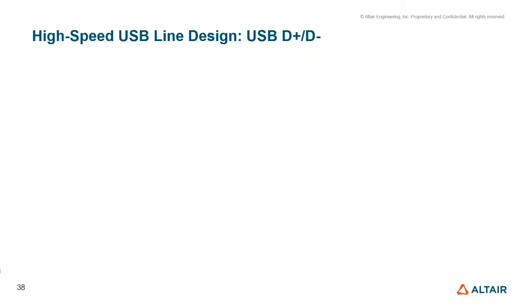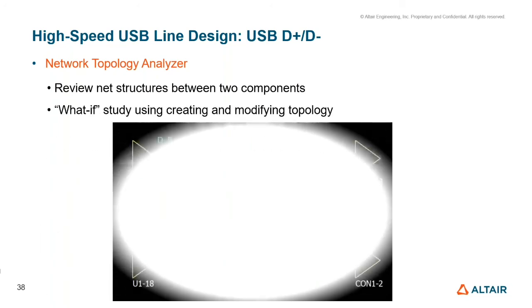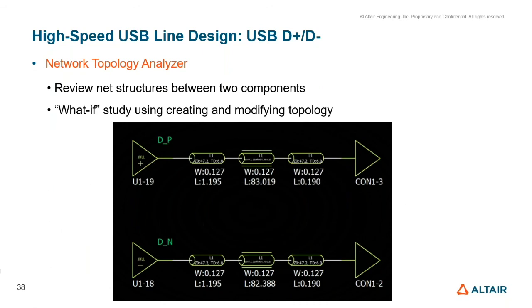Now, before we attain the results of the network analysis, let's look at another important feature of signal integrity network analysis tool, the network topology analyzer. This basically helps in reviewing the net structures between two components. Also, it helps in getting a what-if study via creating and modifying topology and checking the results of each modification. Well, having looked at the network topology, let's go back and view the results of the network analysis without modifying the topologies.